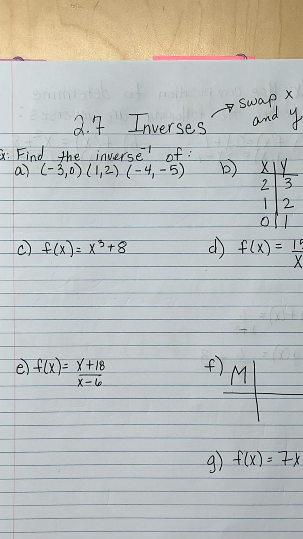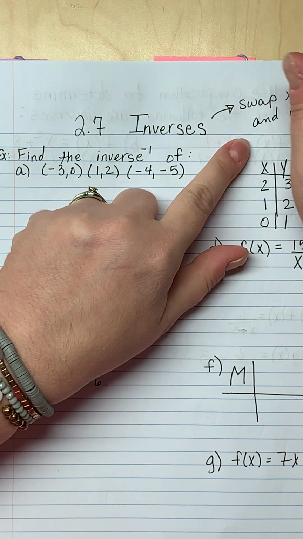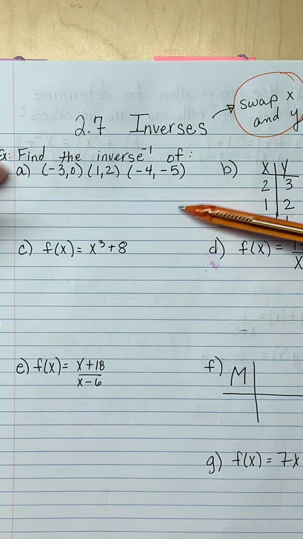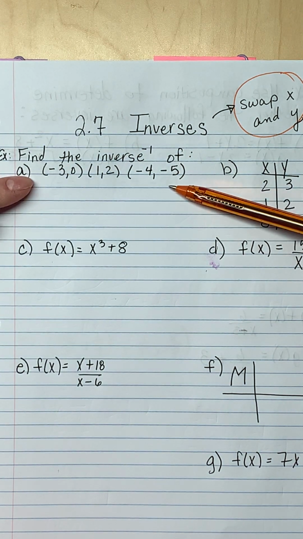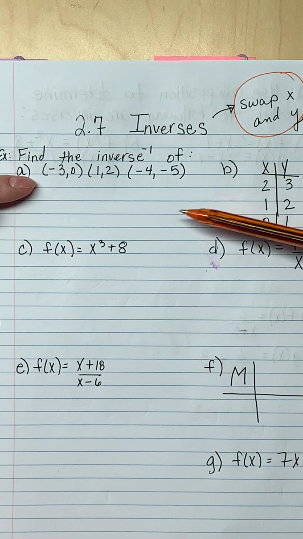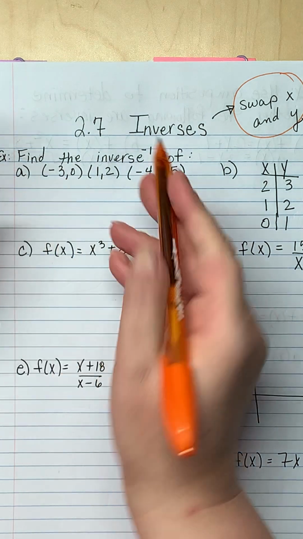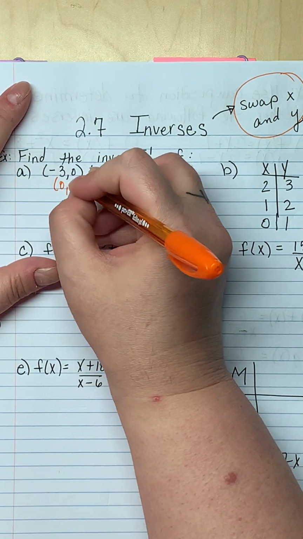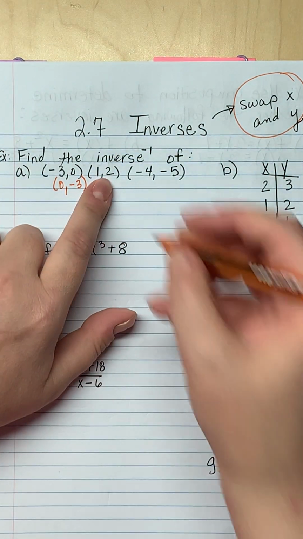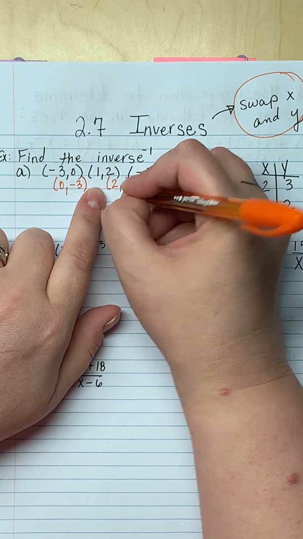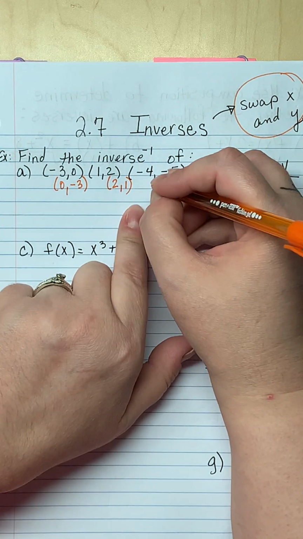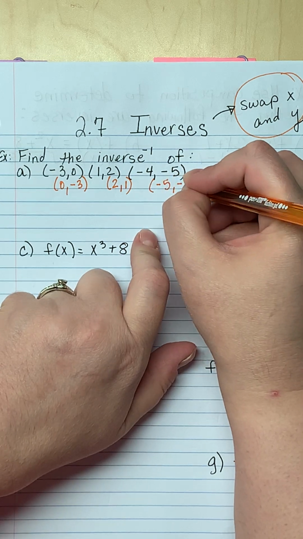This is 2.7 inverses. In 2.7, an inverse is where you swap the letters X and Y. So when we come up with sets of inverse points, we just swap the numbers. So this -3, 0 will become 0, -3. This 1, 2 will become 2, 1. -4, -5 will become -5, -4.